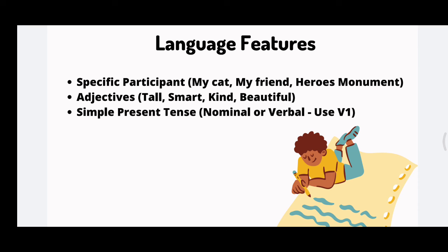Another one, we can use adjectives. What are the adjectives? To describe the physical features, we can use certain adjectives, Bapak Ibu. For the first, we have tall, we have smart, we have kind, and we also have beautiful. So basically it describes the particular physical features. And then the last one, we can use the simple present tense. What I mean here, nominal or verbal: if it is nominal, we can use to be, such as is, am, are. But if verbal, we can use the verb one or the basic verb. It is quite easy.